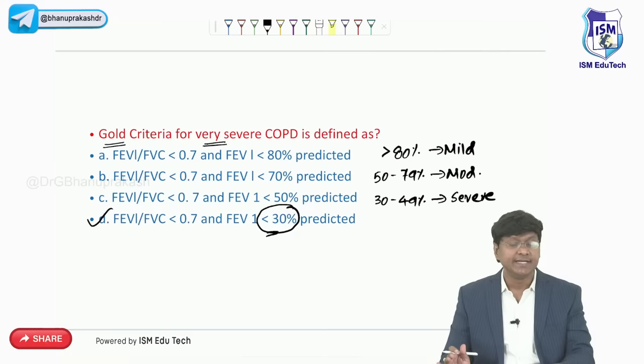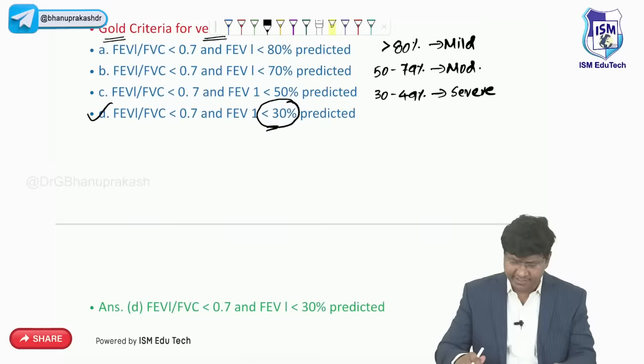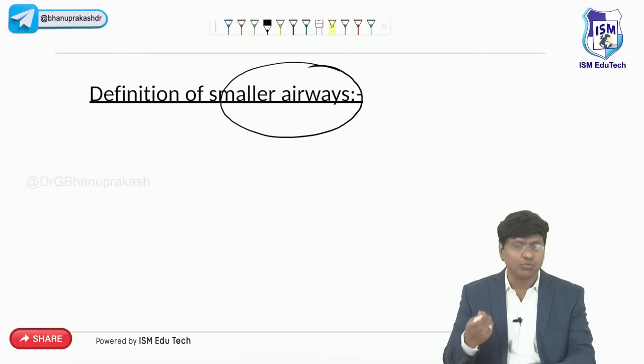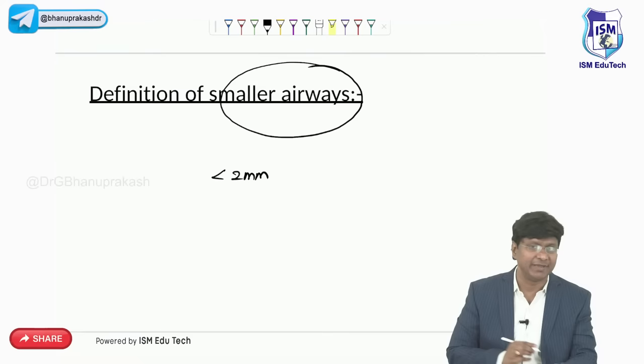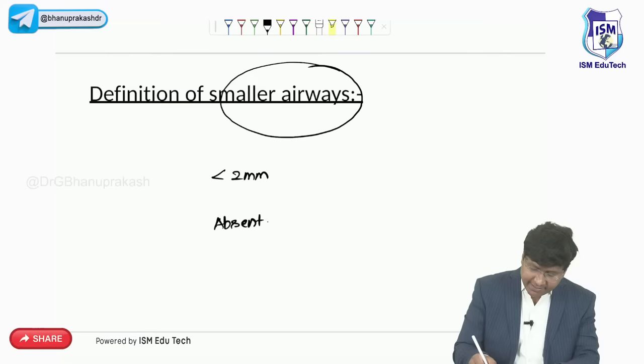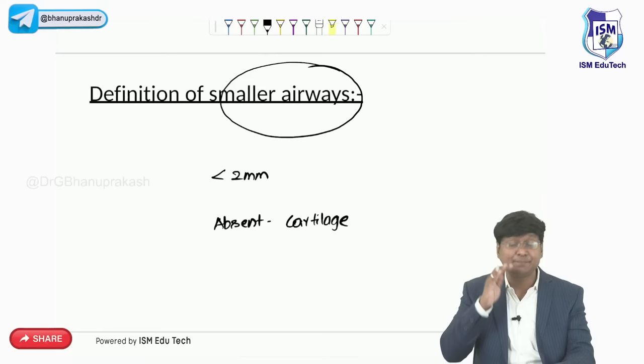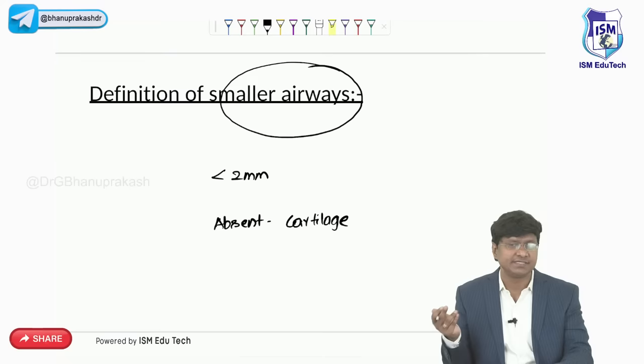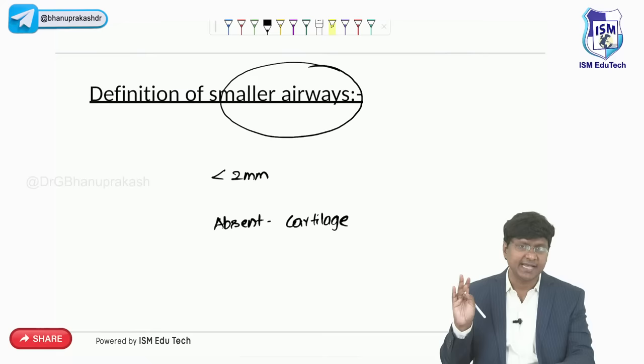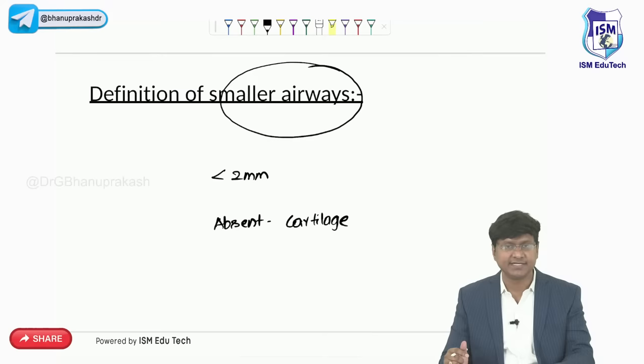Now, in case of COPD, what type of airways are affected here? The airways affected in COPD are the smaller airways. And what is the definition of a smaller airway? The internal diameter should be less than 2 mm and there should be absence of cartilage, so cartilaginous rings are absent. What are the various examples of smaller airway disease? It is not only COPD, bronchial asthma, hypersensitivity pneumonitis, bronchiolitis, mineral dust pneumoconiosis. These are all smaller airway diseases. I'll repeat: COPD, asthma, hypersensitivity pneumonitis, bronchiolitis, and mineral dust pneumoconiosis.